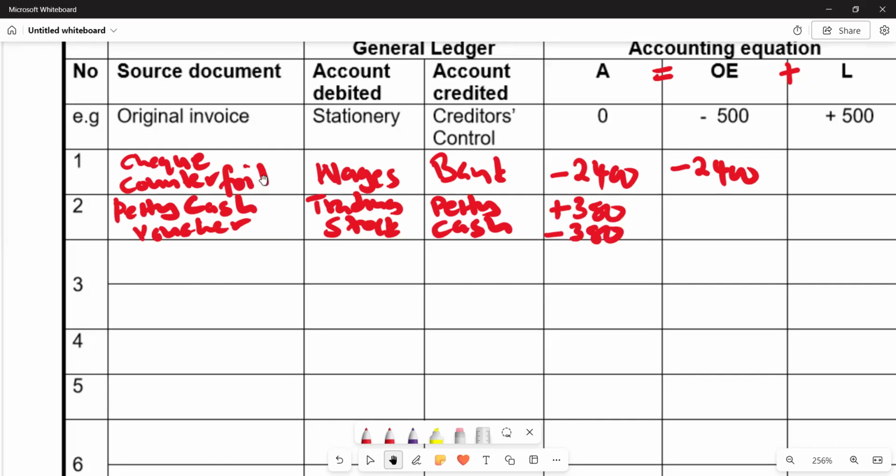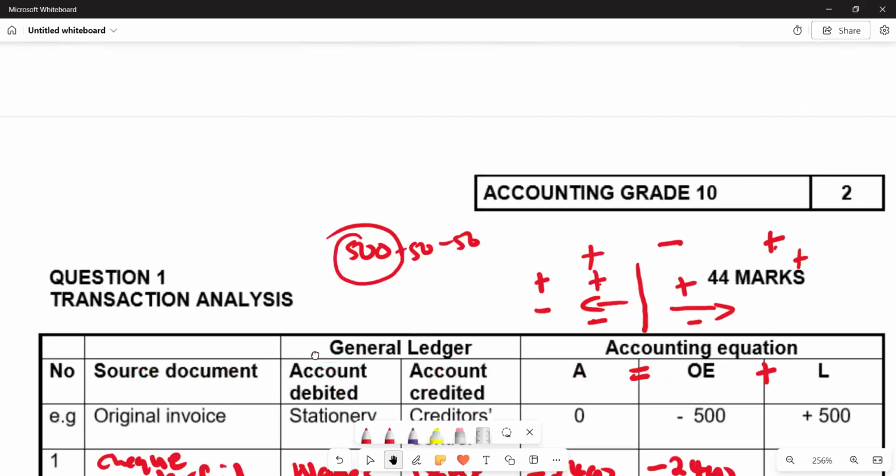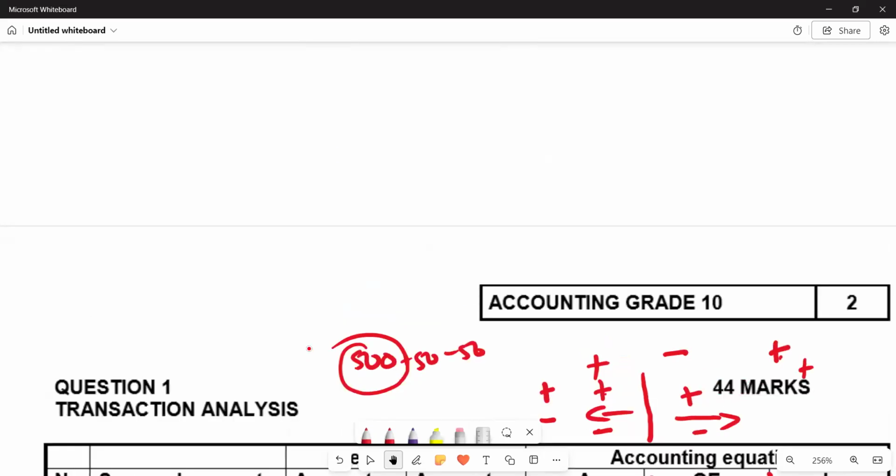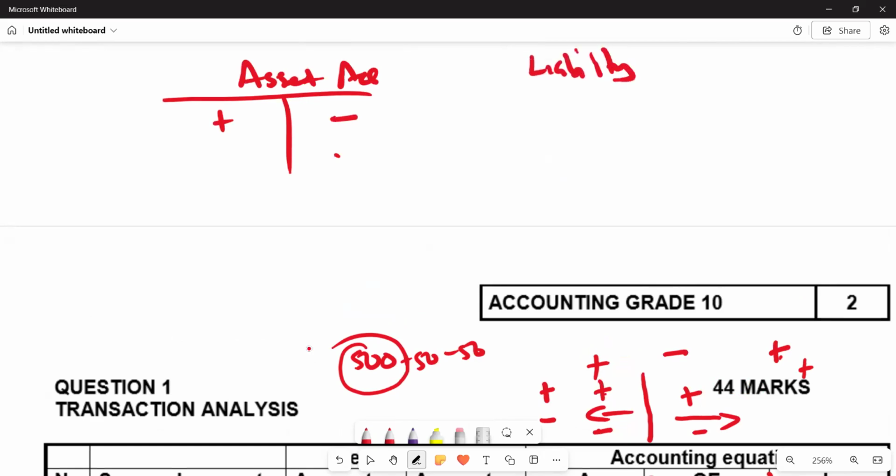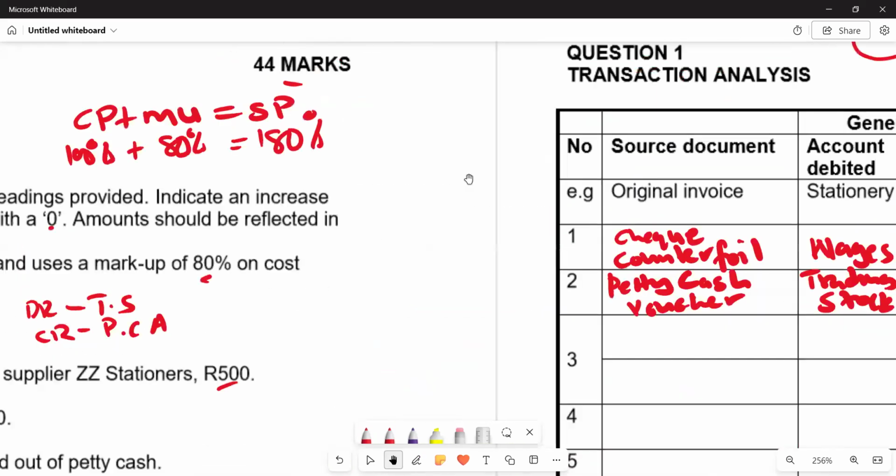So what we should know also, maybe we can just try to give a breakdown in terms of when we have an asset account. The debit side, when we debit an asset, it's a plus. We credit, it's a negative. Then when we have a liability account, when we debit a liability account, it's a minus. When we credit, it's a plus. As simple as that. So it becomes opposite when we go to liabilities. So we can just maybe try to take that down so that it doesn't confuse us.